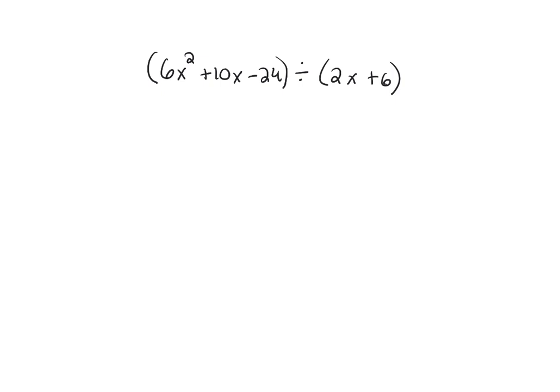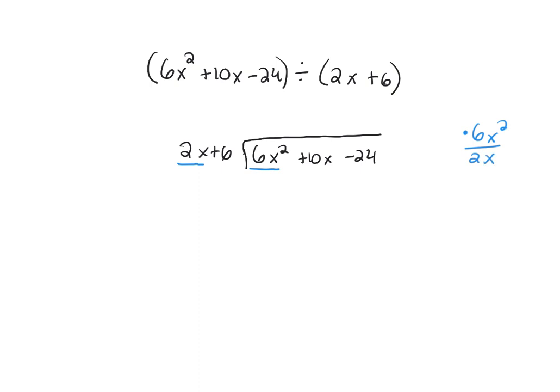Okay, so how do we set up long division? I've got to put the first polynomial underneath my division symbol. So 6x squared plus 10x minus 24, and then I've got my 2x plus 6 out in front. So the first thing we want to do is look at this first term and this first term. What we're doing is dividing 6x squared by just 2x. So that will give you 3x, and that is the first part of my answer here.